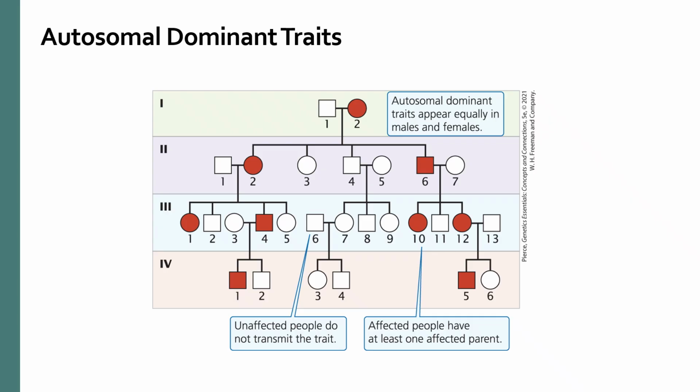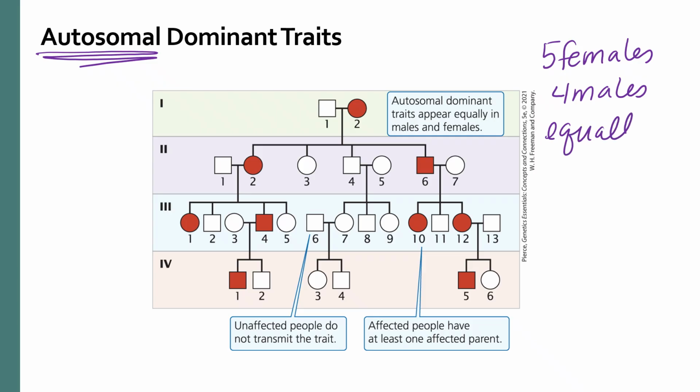Next, we have our autosomal dominant. So again, we're going to check for autosomal based on the number of individuals in the pedigree that are affected. So here we have 5 females and 4 males. This is going to be roughly equal affectedness. So we have autosomal. So they are equally affected. And then for dominant, generally, dominance is going to appear in every generation.